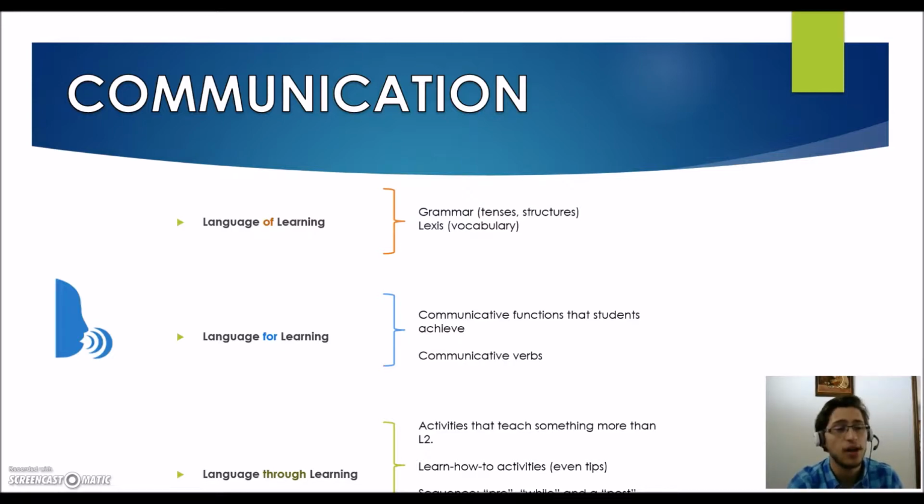Then, if we go on, we're going to see language for learning. This second subcategory has all of the communicative functions that students are going to achieve. Yes, sometimes we need grammar, we need vocabulary in order to what? To communicate. So here, language for learning has the functions.